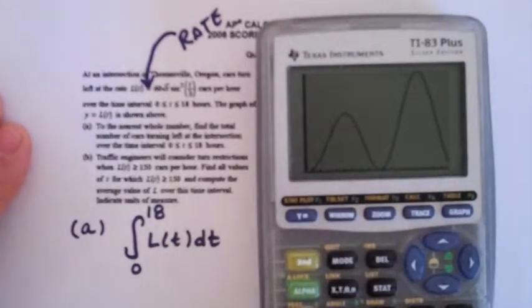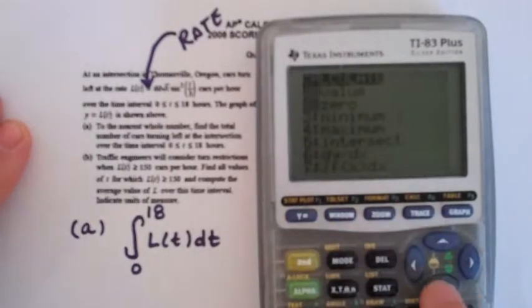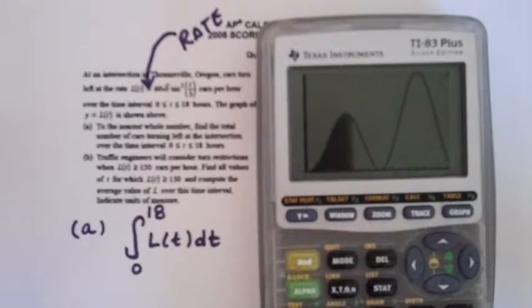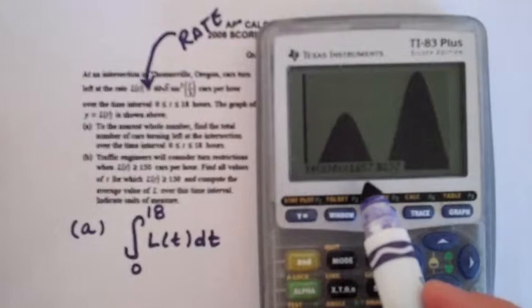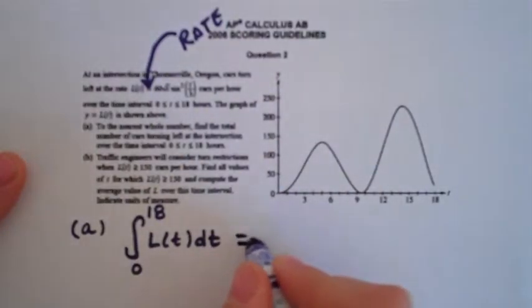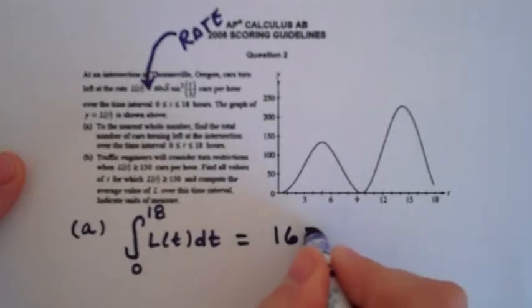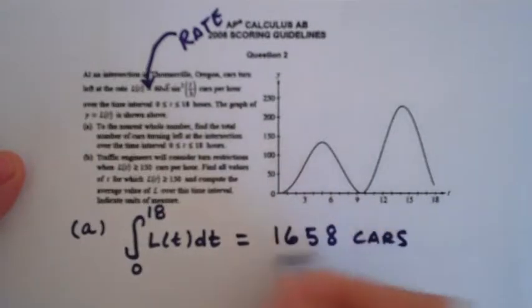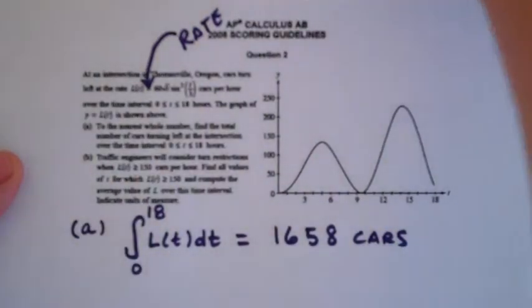All right, once we've gotten to this point, let's do a calc, fin int from lower limit 0, upper limit 18. Watch the area under the curve. And there's our definite integral. It says to the nearest whole number, so 1658 cars total. Make sure you've got your units.